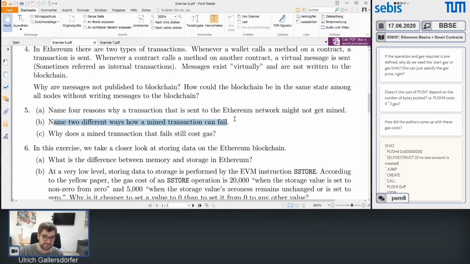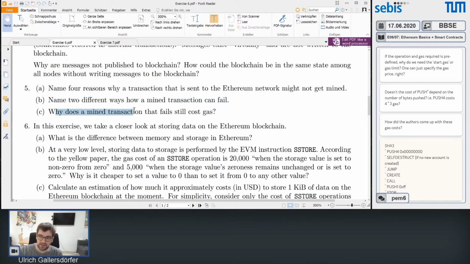Name 2 different ways how a mined transaction can fail. Now we're not talking about rejection, but a transaction that gets mined, included into a block, but fails. There are 2 reasons. First, running out of gas because your gas limit is set too low. Or it could be the case that you run into some condition where the smart contract executes a revert. A revert is an opcode which basically reverts all the state, sets everything back to the initial state, because you maybe have some kind of failed check. For example, if you have a modifier which says only admin and you are not the admin, then that's a reason for a failure.